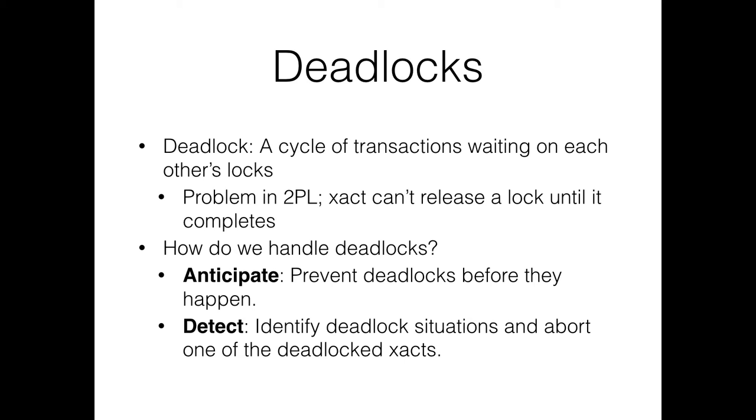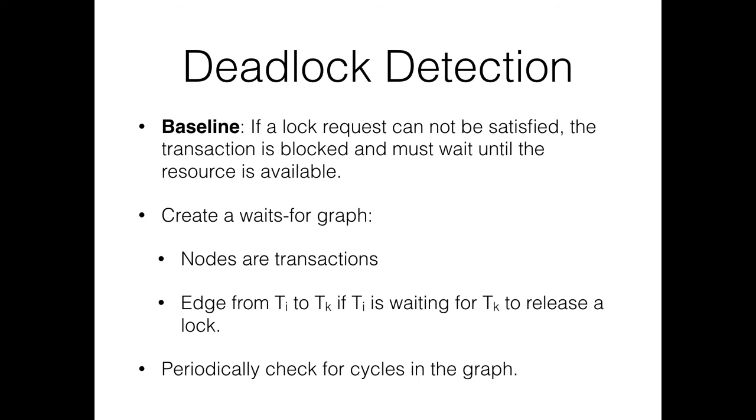We can either try to predict the deadlock, or at least use caution when programming to make sure that we never get into a situation where there could be a deadlock, or we can detect deadlock situations after the fact and then react to them. Now, anticipation is more tricky because that basically requires you to have a good idea of what the transaction is trying to do before it actually does it. If you have that, great. If not, detection is pretty much the only way to do this efficiently.